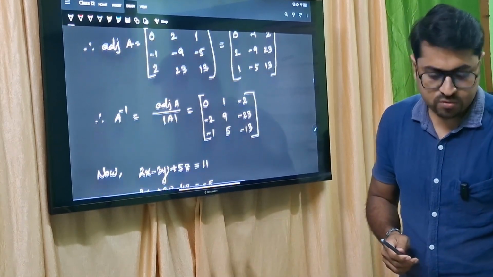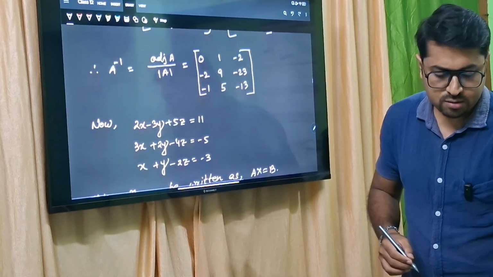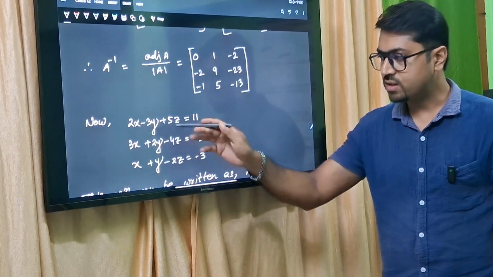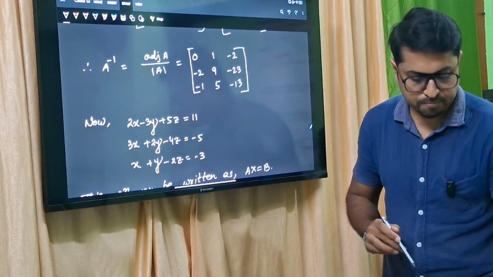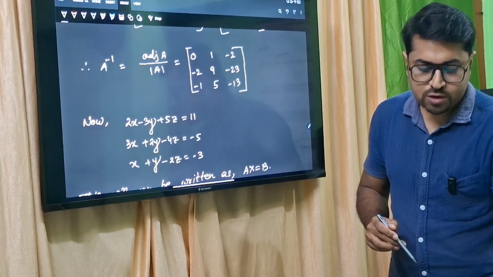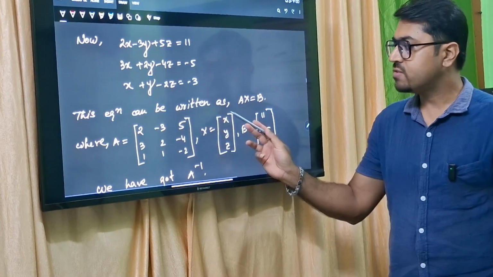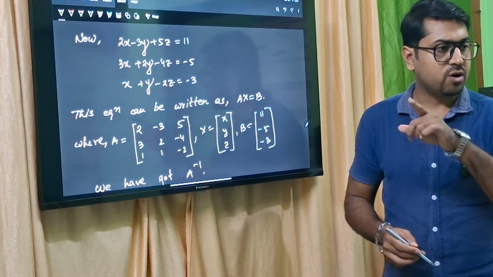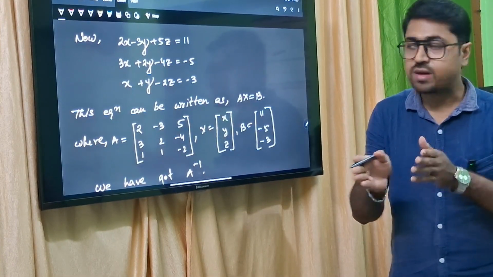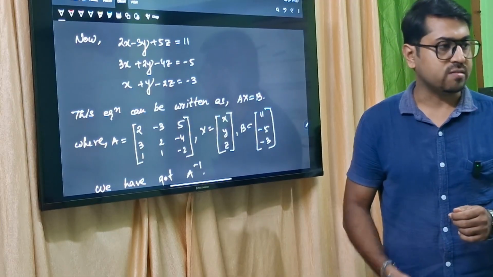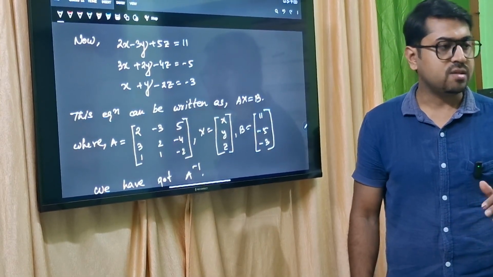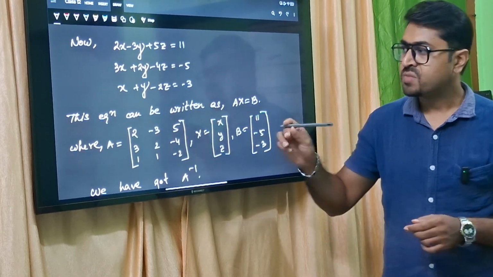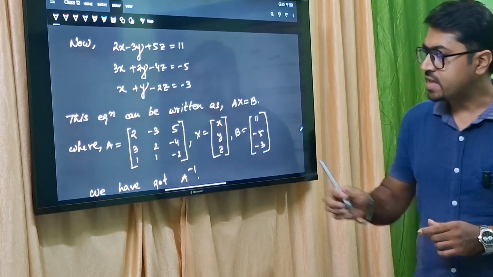After finding A inverse, I guess you have done that. Then these three equations are given: 2x minus 3y plus 5z equal to 11. These three equations are given. You can see over here. So these three equations can be written in the form of Ax equal to b, and most of the time, whatever A you have got, the same matrix is given as the coefficient matrix. Most of the time I have said, but in some cases there will be some different things. So that we will do in the next class. But this equation can be written as Ax equal to b.